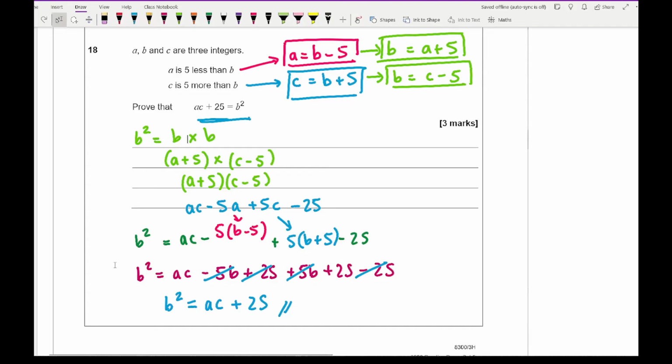Quite a lot of working for 3 marks in the way that I've done it. There may be other ways of doing it which may be quicker, like an alternate way you might have done, but it all depends on how you see it.